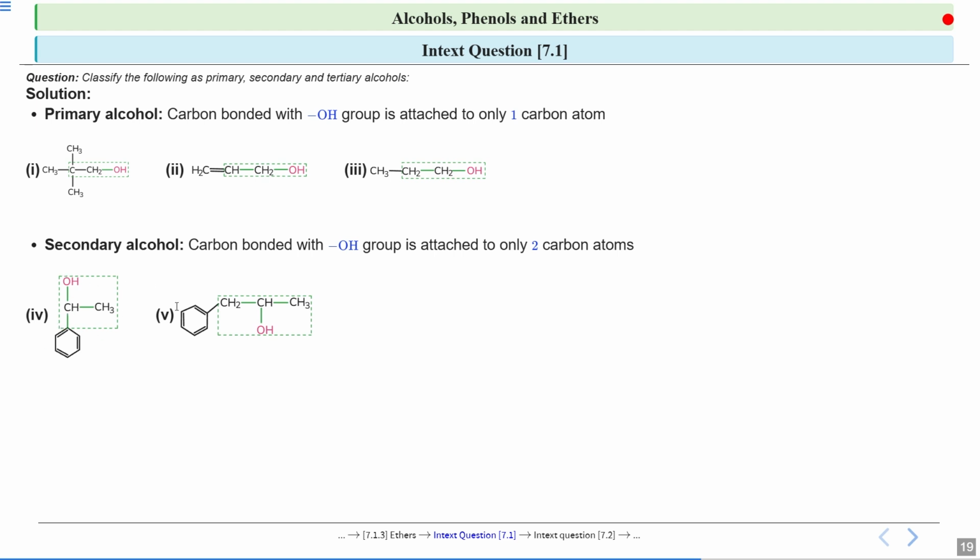The fifth molecule is a benzene ring attached to CH2, CHOH, CH3. Again, on the basis of the classification of alcohols, the hydroxyl group is attached to this carbon, which is attached to only two other carbons, this methyl and this CH2 carbon, right? So this fifth structure is also a secondary alcohol.